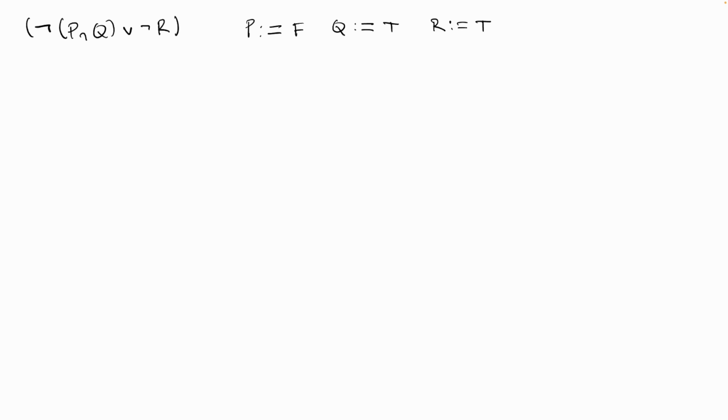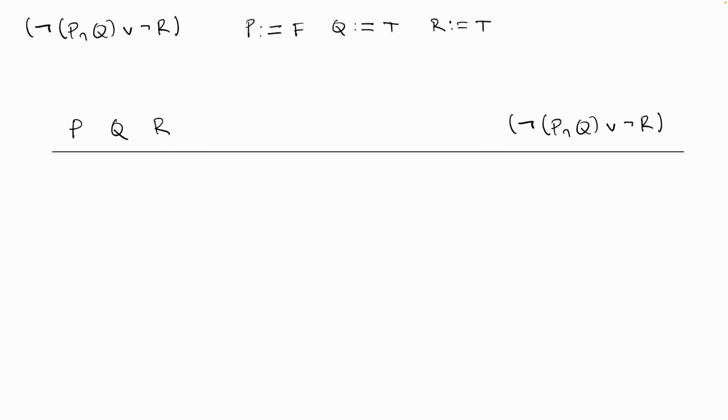In one style, you start by creating a column for each atomic formula that appears in the larger formula. So in this case, that's P, Q, and R. Then you create a column for the larger formula itself. In this case, that's not P and Q or not R, way off at the end of the table on the right. We want to know what the truth value of that larger formula is under the assumption that P is false, Q is true, and R is true. So next we enter those truth values for P, Q, and R into the table.